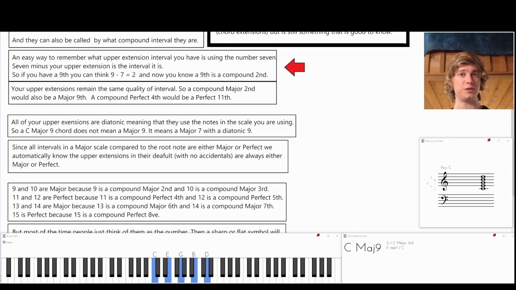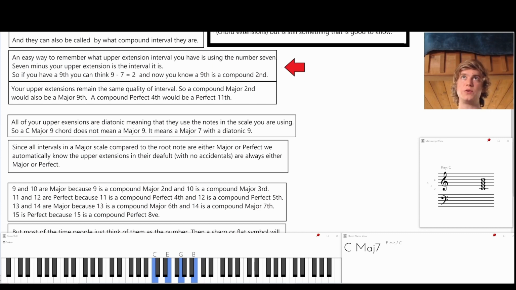That part is actually pretty simple. And just to go over again why it's called a compound major 2nd, that's because I have this note D, which is my 9th, but that is the same exact note as D, my 2nd. It's just a higher up version. So because it's a higher up version, it's not a 2nd, it's a compound 2nd.